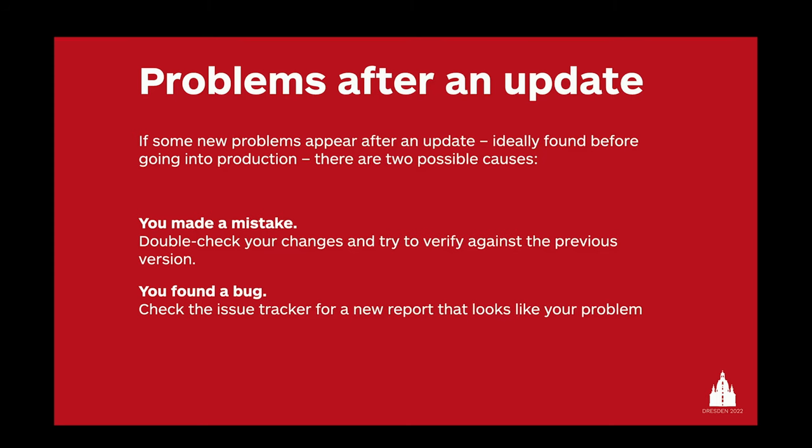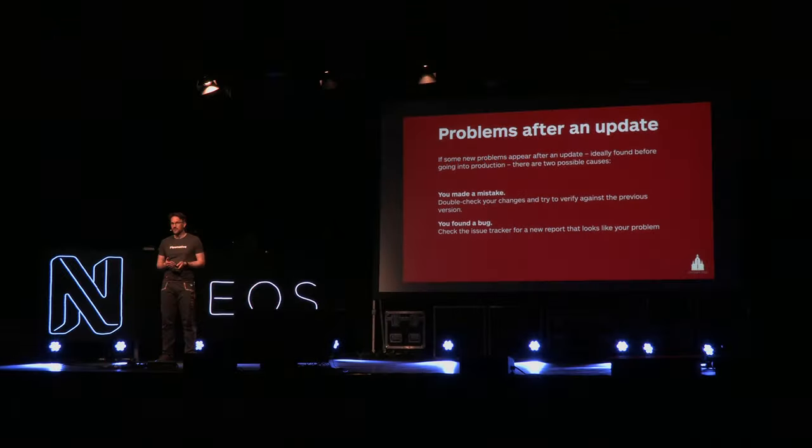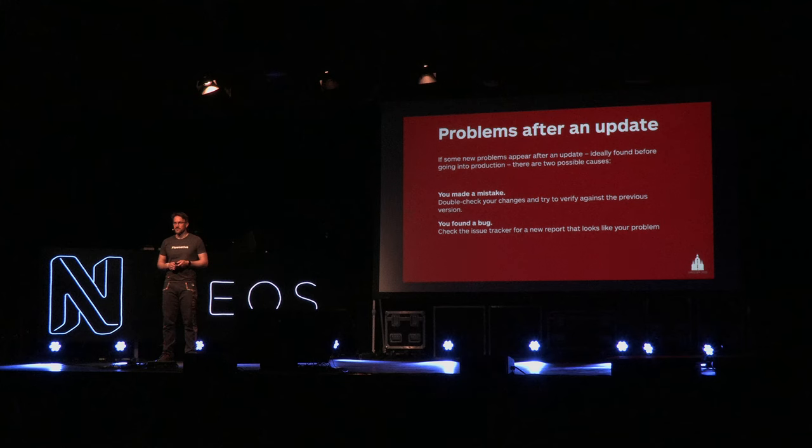And if you still run into an issue after your update, ideally you found that on your local machine and then on the staging instance, but if it happens, then either you made a mistake. So double check what you did, what is wrong, what's the difference between production and staging if it ran on staging. If you don't even get it to run on your local machine, read the release notes again, look at the change logs. Maybe you missed something. Or you found a bug. Maybe something is broken now. Then, of course, raise an issue with the NEOS GitHub issue tracker and make us fix it. It's absolutely an option.